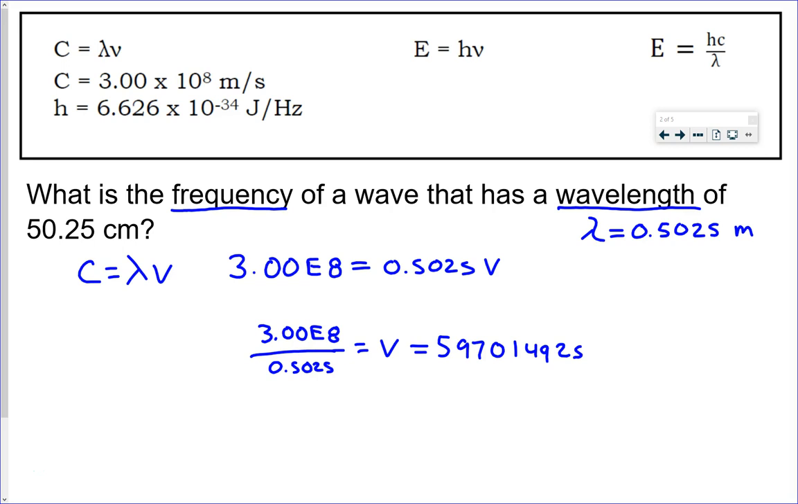So we're going to round this number to 3 significant figures. That means starting from the left, we're going to keep the 5, the 9, and the 7, but we're going to round everything after that down. And so all of this here at the end becomes zeros, and we end up with 597 million hertz as our answer. It's hertz because we are talking about frequency here.